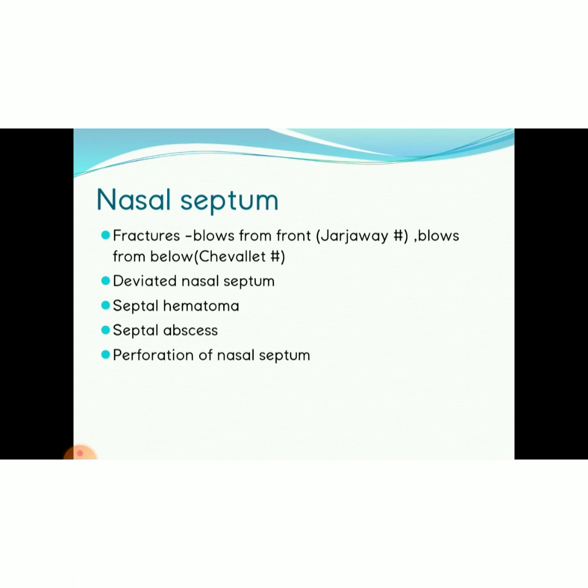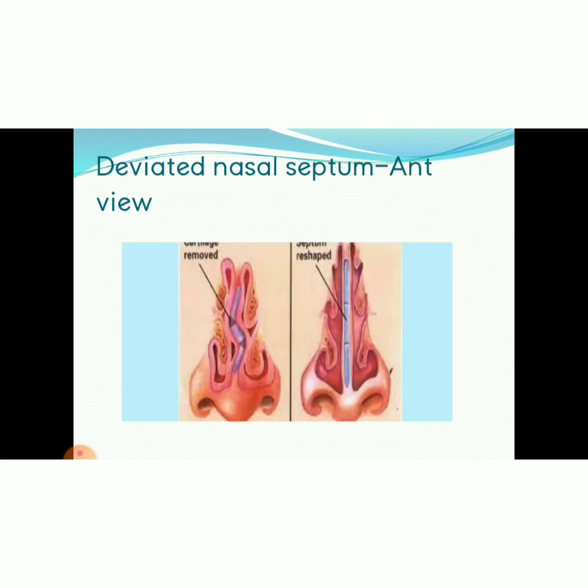Then coming to the deviated nasal septum. So we already know that both nasal cavities are not symmetric, but the normal nasal septum won't be deviated. If there is any change in the shape of the nasal septum, it can be either to the right side or to the left side. So that is called as deviated nasal septum.